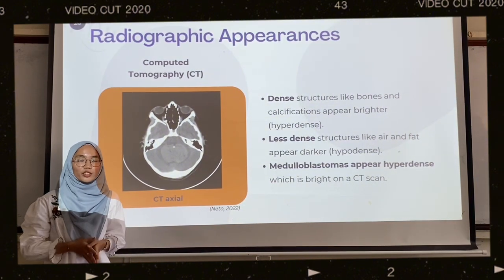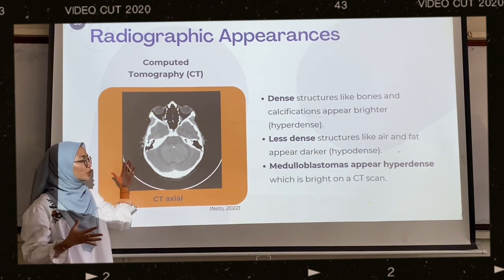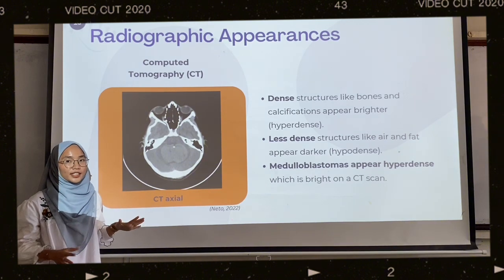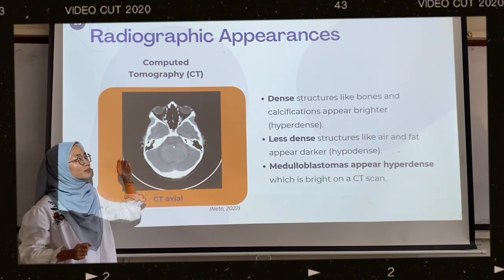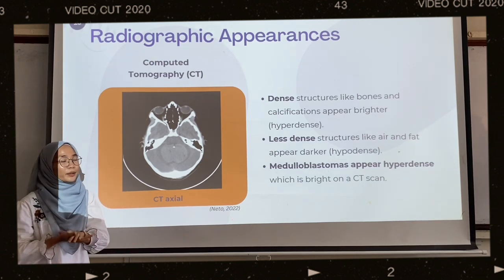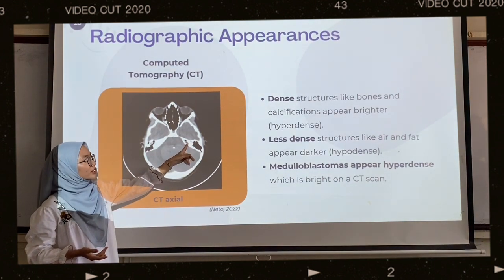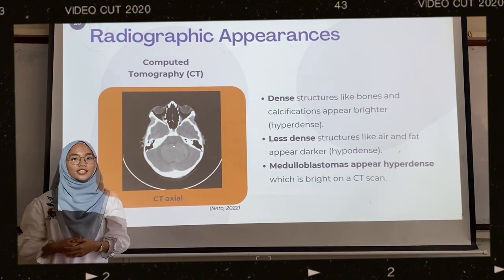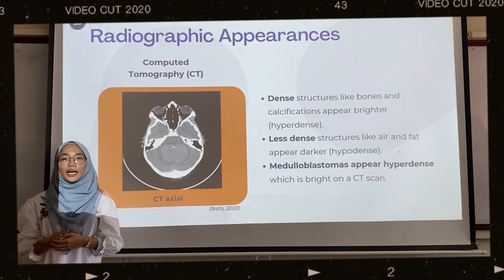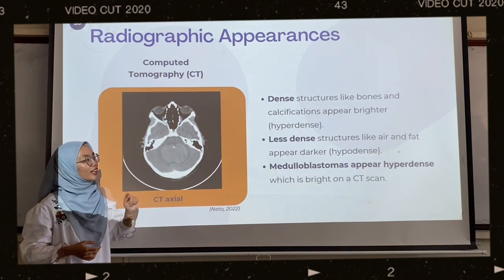CT is a powerful imaging modality that can differentiate tissue based on their density. So this is an image of CT axial that can highlight density differences. Dense structures such as bone and calcification will appear brighter on the image, or we call it hyperdense. As you can see, these bright structures are bones. And then less dense structures such as air and fat will appear darker on the image, or we call it hypodense. These are the structures, air and fat, that are hypodense.